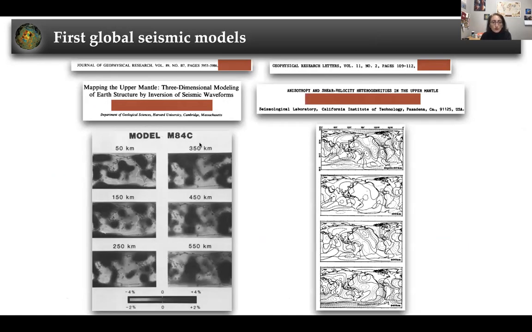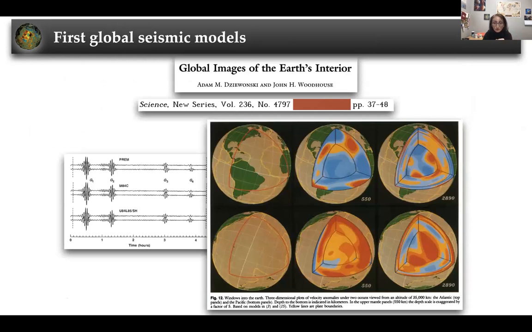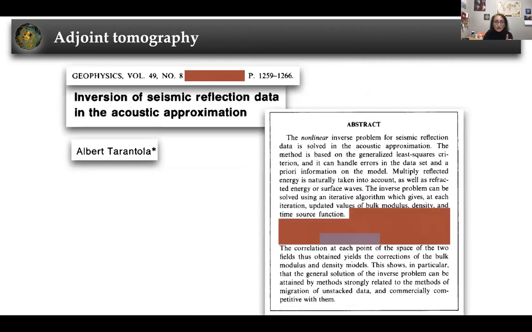Just as background information, the first global seismic models came out in 1984 from the Harvard group and the Caltech group. These are the first images of the Earth's mantle at the global scale. Apparently, these are the first colorful images of the Earth's mantle. And apparently 1984 was a very productive year. I have no idea what happened here with the text.